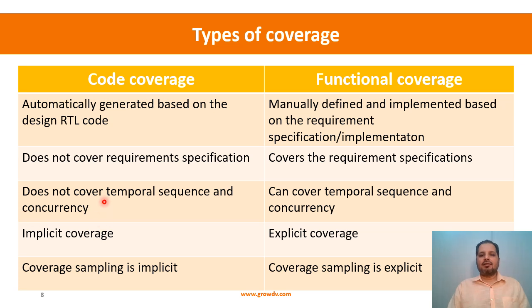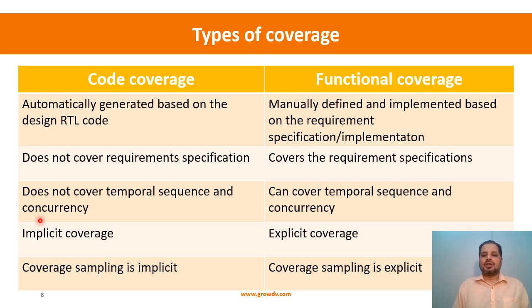And the main technical deficiency for the code coverage is its inability to capture the temporal sequence and concurrency. That is, it cannot capture time, right? Concurrency is some things happening at the same time, and temporal sequence is things happening one after another, right? So it cannot capture both of them. Whereas when you do the functional coverage, either based on cover group or based on the assertion as well, it can cover temporal sequence and it can cover the concurrency, right? So that is the main technical advantage for the functional coverage in terms of its capabilities.